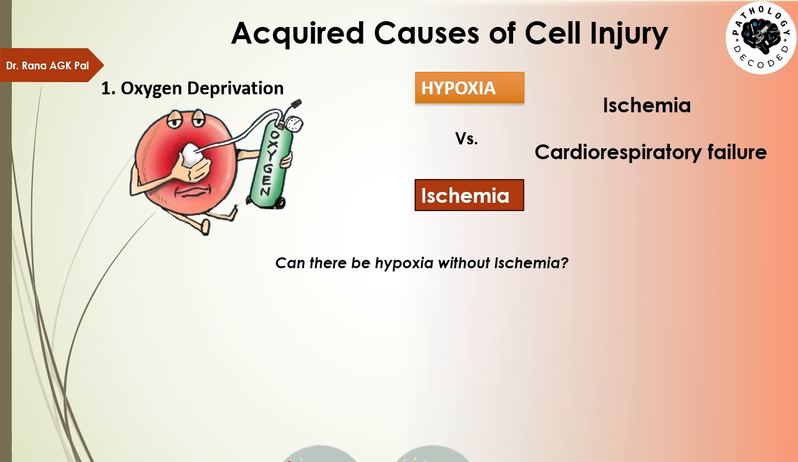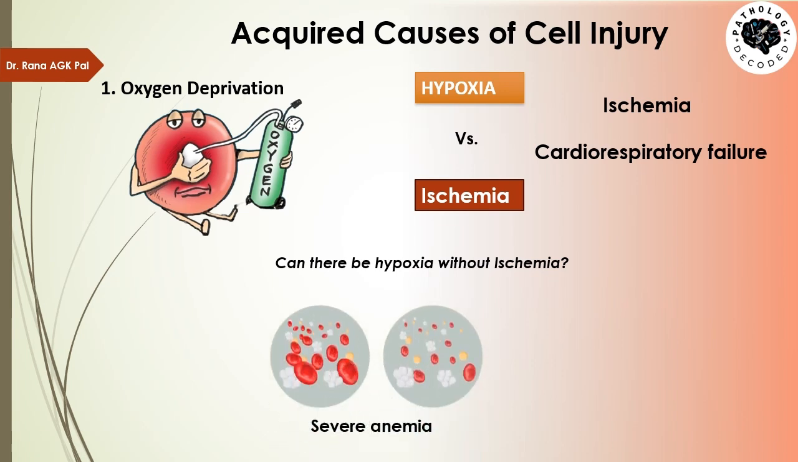Why does it happen? This can happen in a condition called severe anemia. In severe anemia, the number of RBCs, or the RBCs which contain hemoglobin, is decreased. So a low amount of hemoglobin means that a low amount of oxygen will be carried by the blood to the tissue. And if the demand of the tissue is high, it will be getting less oxygen. So the tissue will suffer from hypoxia, although the blood which is reaching the tissue is in sufficient amount.